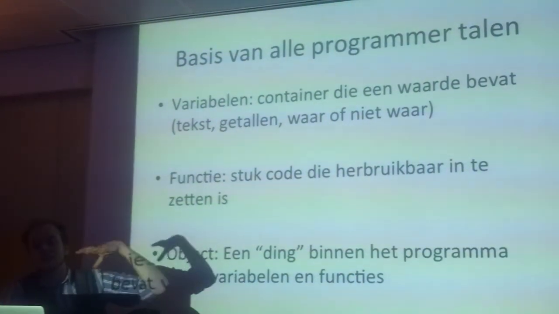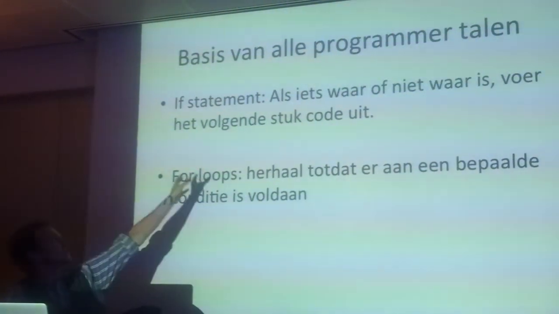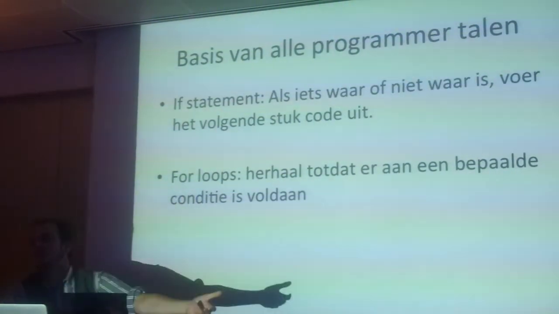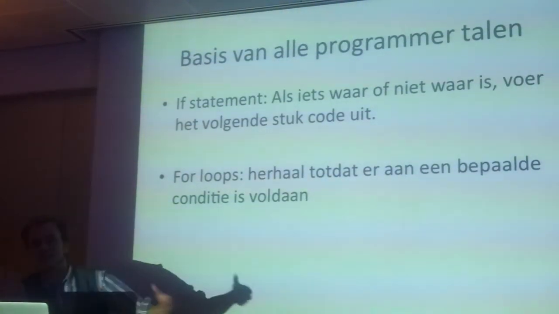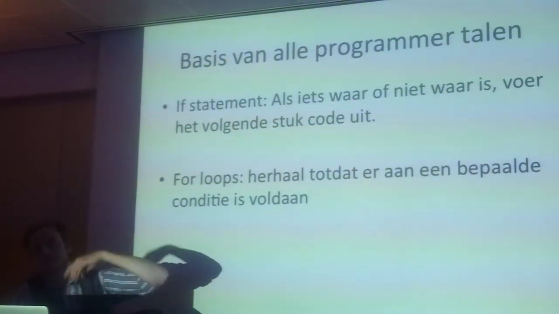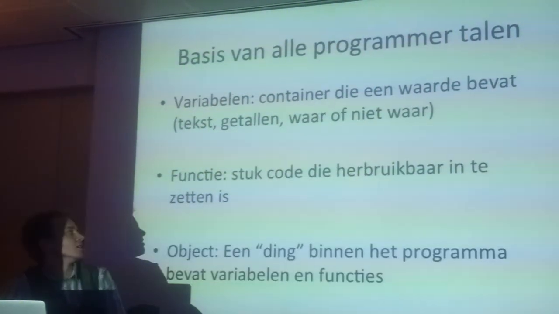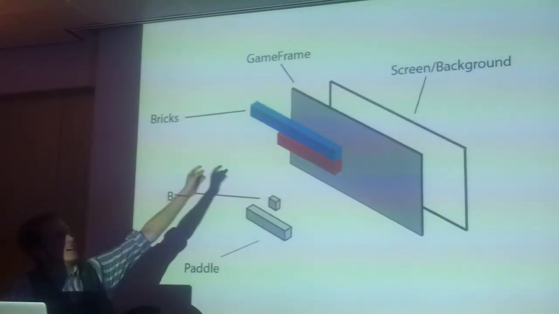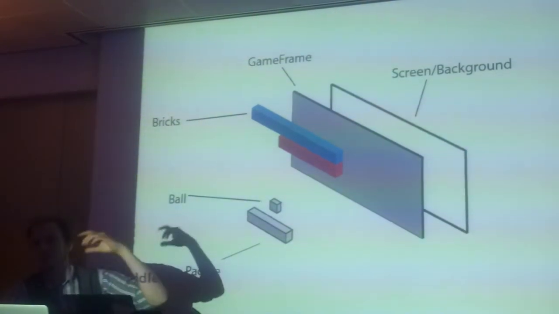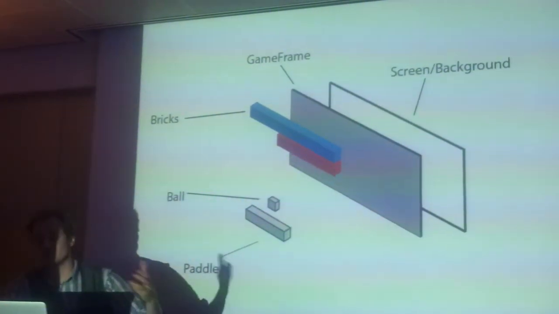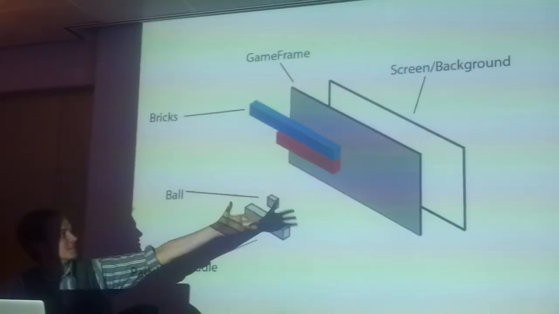These three things can be checked and manipulated in different ways, and the most common ways are the if statement, which checks if something is true. If it's true, then you do this. If it's not true, maybe do something else. And also the for loop, which just repeats something until a certain condition is met. In the case of the bricks, you will use a for loop to check every brick, if it still exists, what color it should be, that sort of thing. So, once more. Screen. Okay.